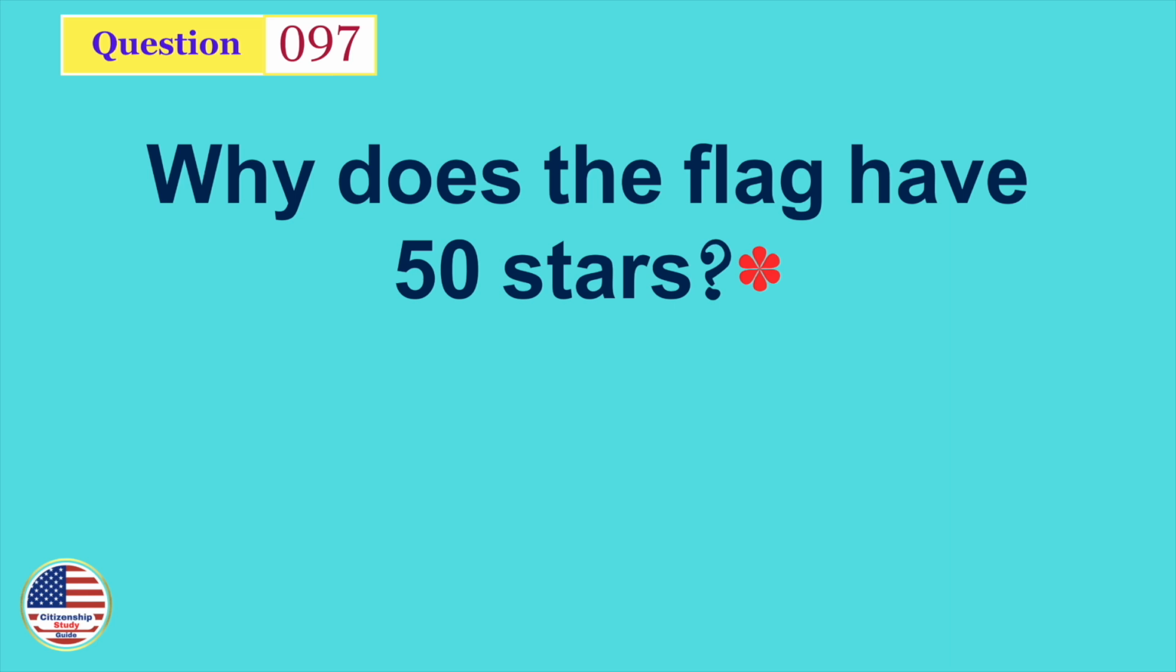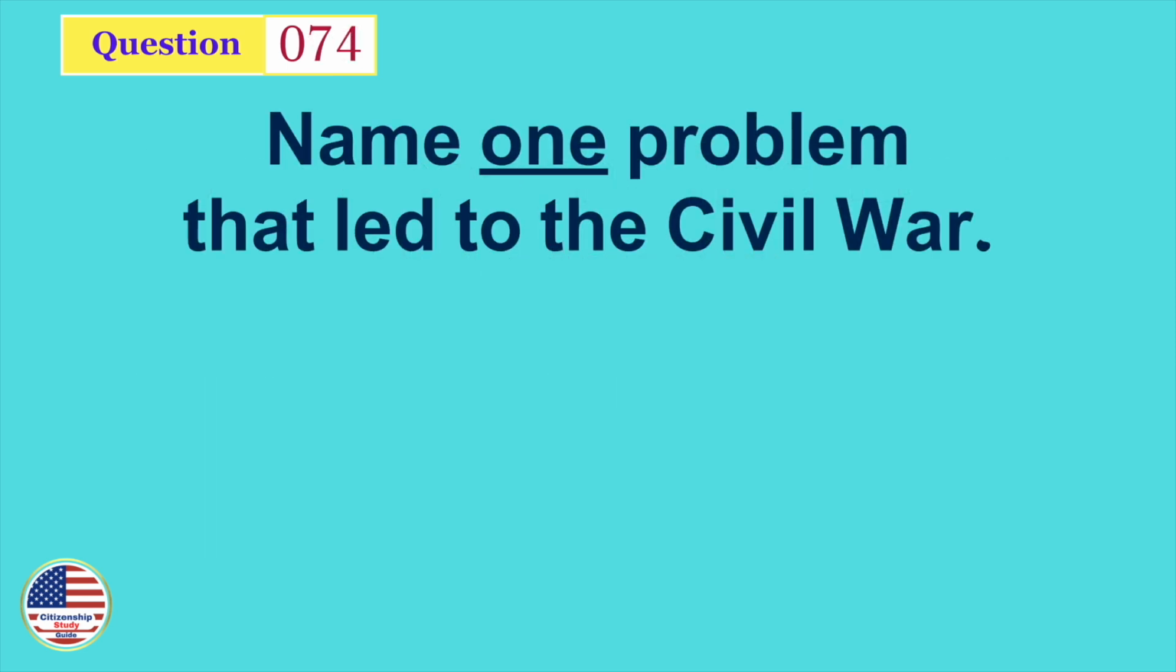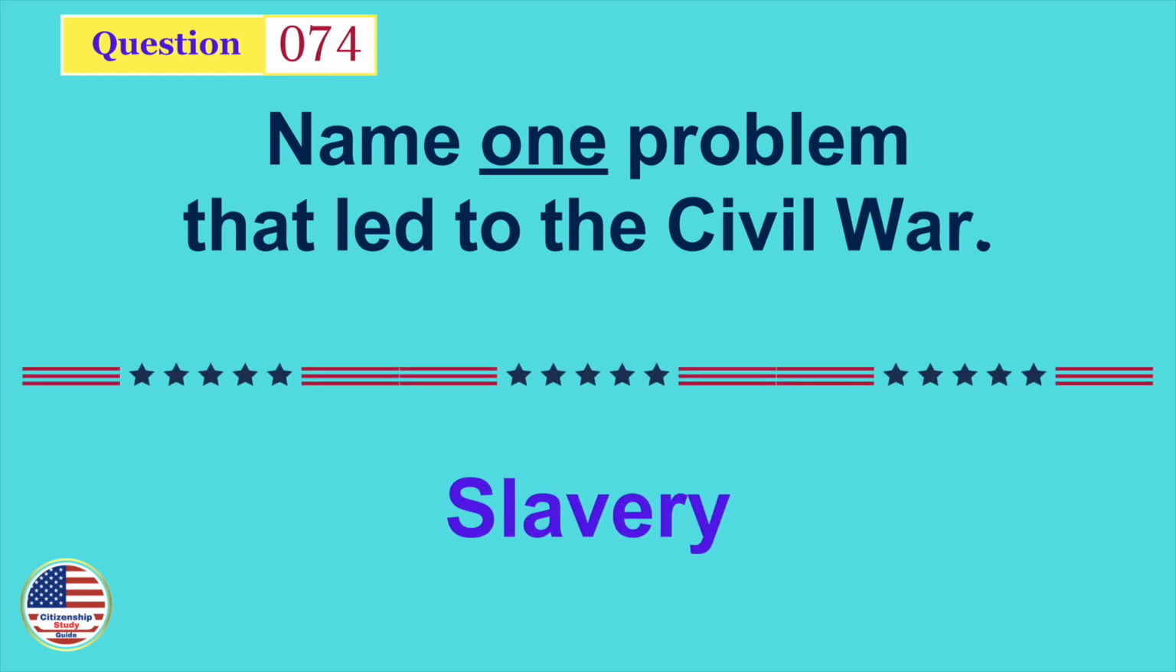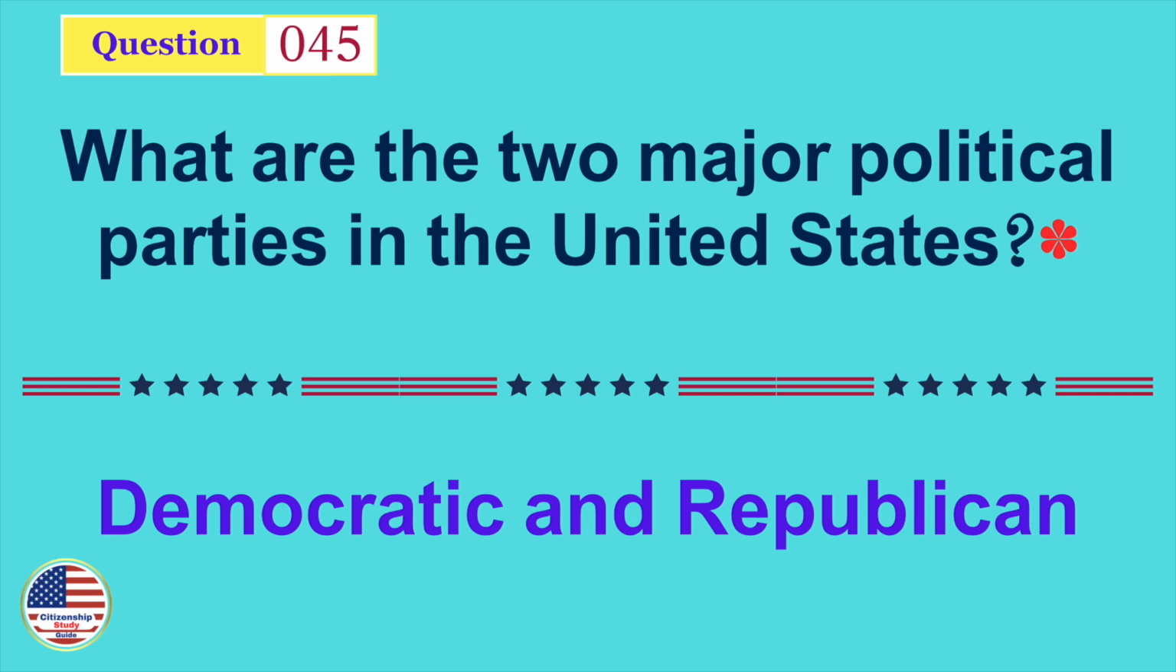Why does the flag have 50 stars? Because there are 50 states. Name one problem that led to the Civil War. Slavery. What are the two major political parties in the United States? Democratic and Republican.